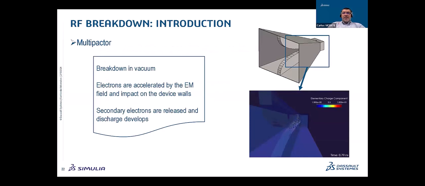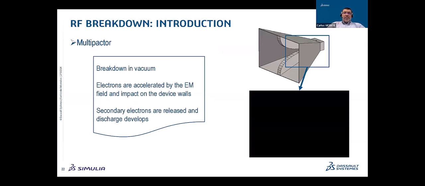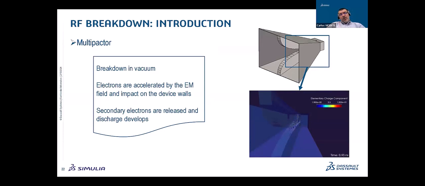Just a brief explanation here. Multipactor is breakdown in vacuum. Electrons are accelerated by the electromagnetic field, impacting the walls, and then more electrons can be released because of this impact. If you have a kind of resonance between the electron trajectory and the fields, this process can be repeated, and then the number of electrons increases a lot with time, and in the end, you develop a discharge. Here you can see that effect, how electrons are resonating, moving up and down on this horn antenna.